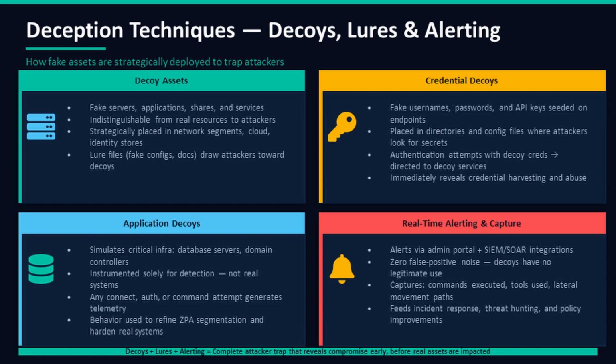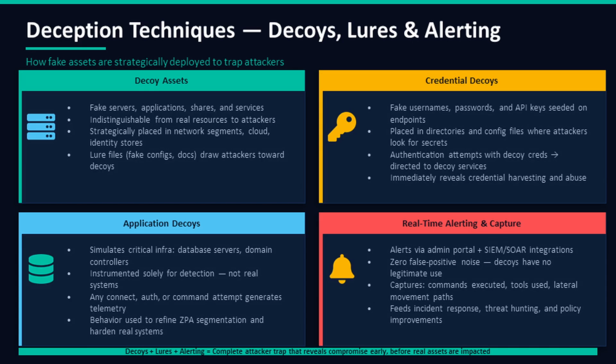Alongside the decoys themselves, lures are used to draw attackers toward them. A lure might be a fake configuration file that appears to contain database connection strings or documentation that references an internal server, but the server referenced is a decoy. Attackers find these lures during reconnaissance and follow them, which leads them straight into the detection trap.